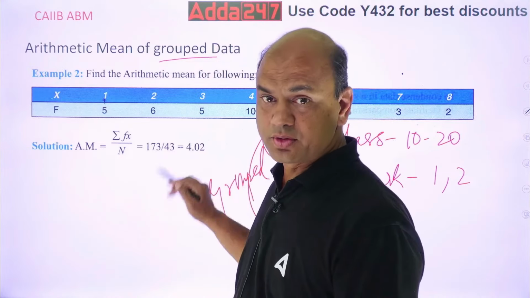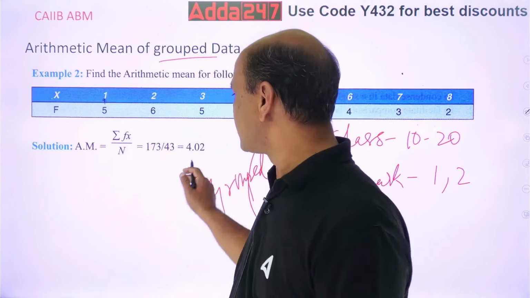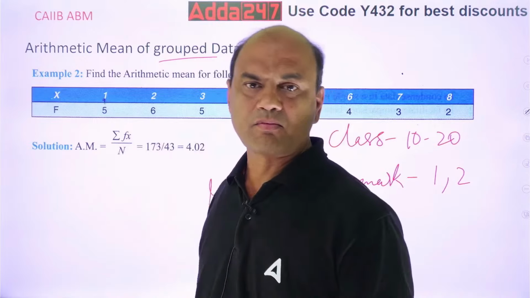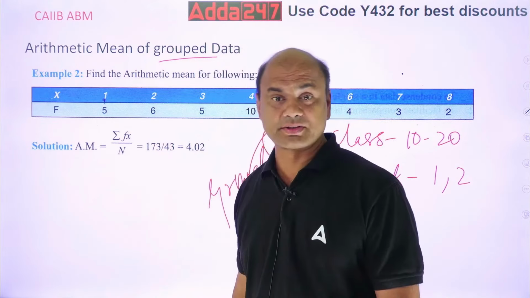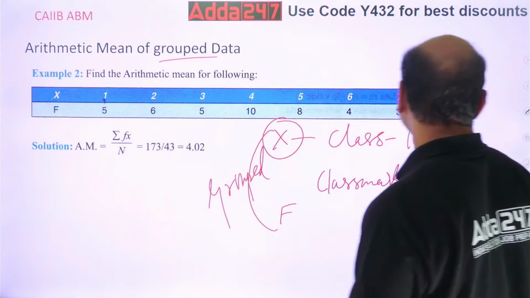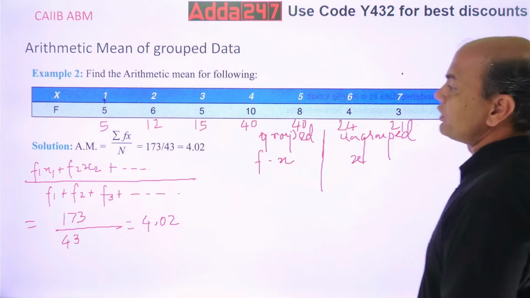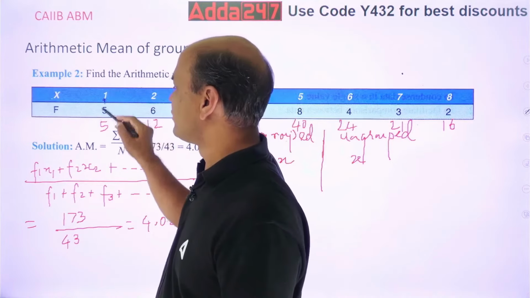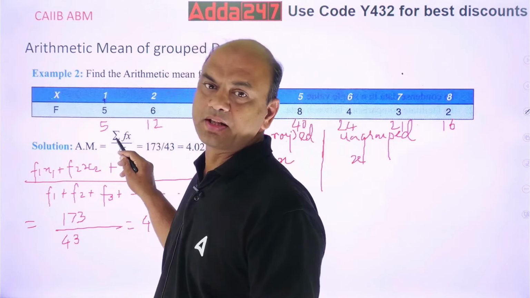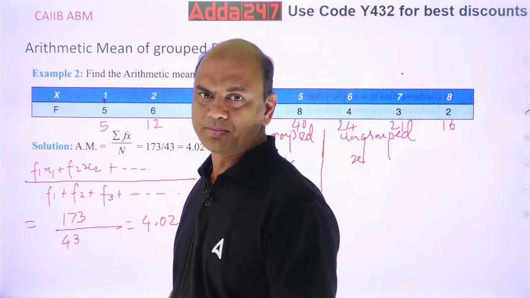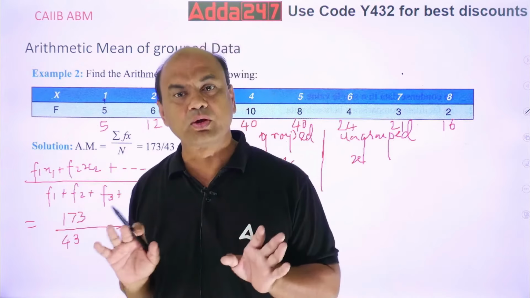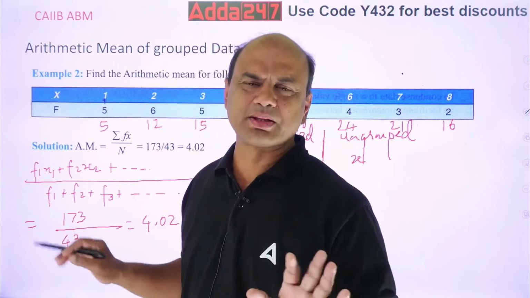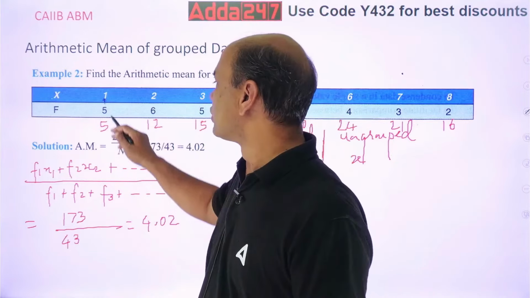Now the answer is given over here, but many of you will not understand what is this direct. Let's solve this. First, you will have to multiply this X and F. See, the formula is simple: summation fx upon n. So let's solve one by one. What is n? Simple. N means total of frequency.